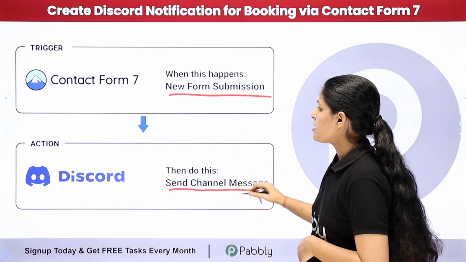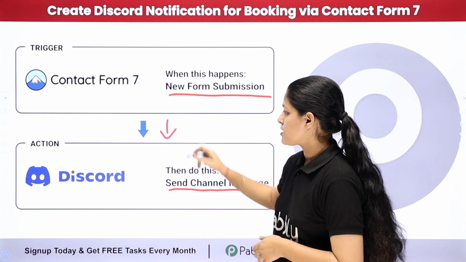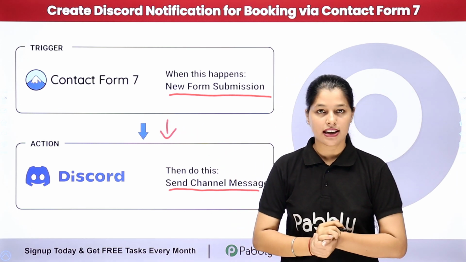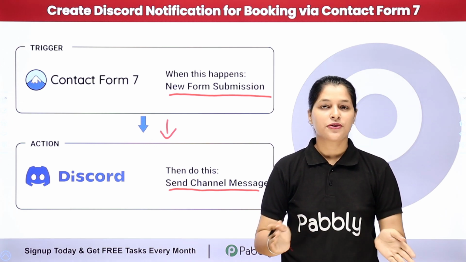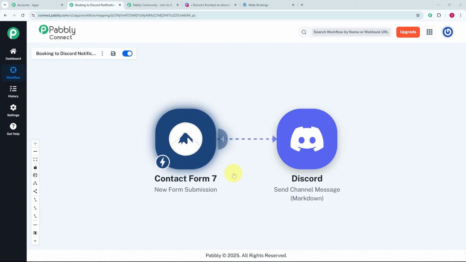For building this connection between Contact Form 7 and Discord, I am going to use a software that is Pabbly Connect. So if you also want to build this automation, then let me take you towards my screen. Welcome to my screen. In this video, I will show you how you can provide the new form submission details to Discord so that your managers can fetch the details over there. We are going to use Pabbly Connect for making the connection between Contact Form 7 and Discord.